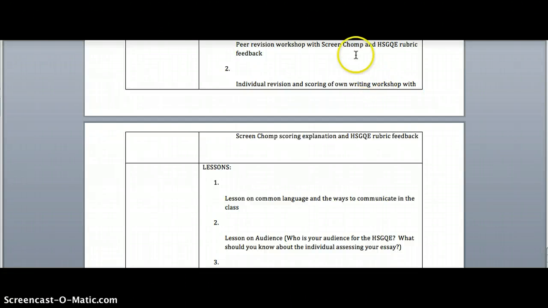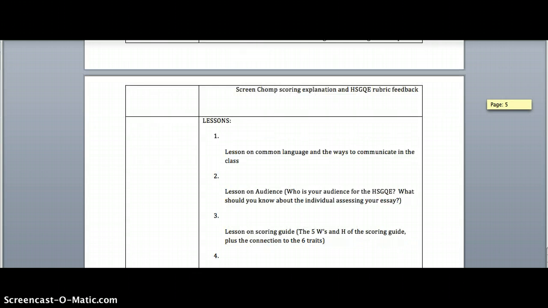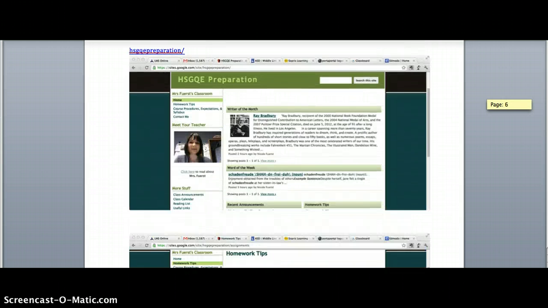So we'll also do some work with, again, Screen Chomp or Explain Everything or Show Me or Screencast-O-Matic as ways to provide revision feedback using our old buddy, the HSGQE scoring guide. So I have various lessons planned. I have designed a website as a way to sort of welcome students into the course, because we don't have our Moodle courses up and running yet.